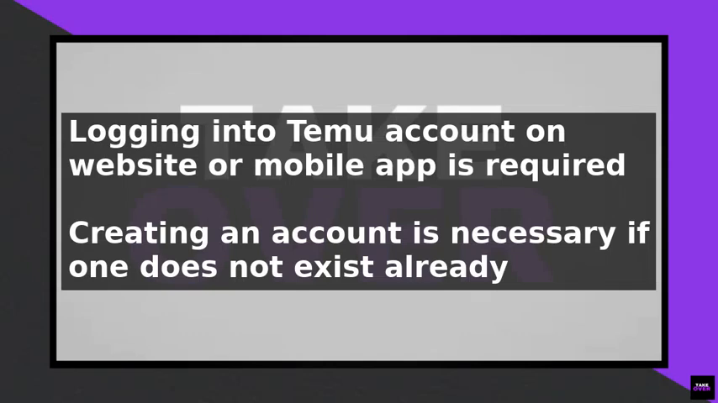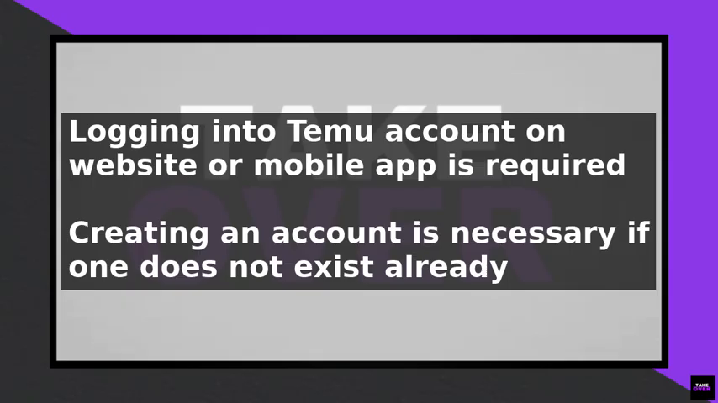To add items to your wish list on Temu, start by logging into your account on the Temu website or mobile app. If you do not have an account, create one by following the registration process. Once logged in, browse through the various categories and products available on the platform.